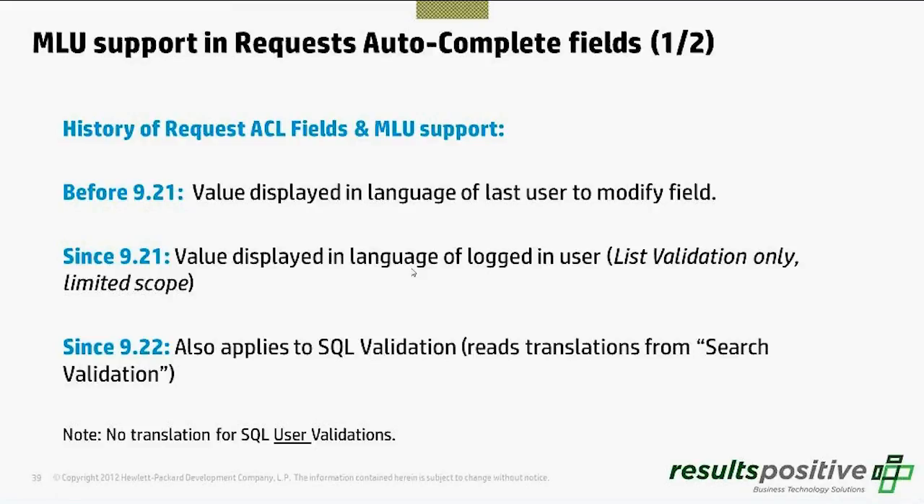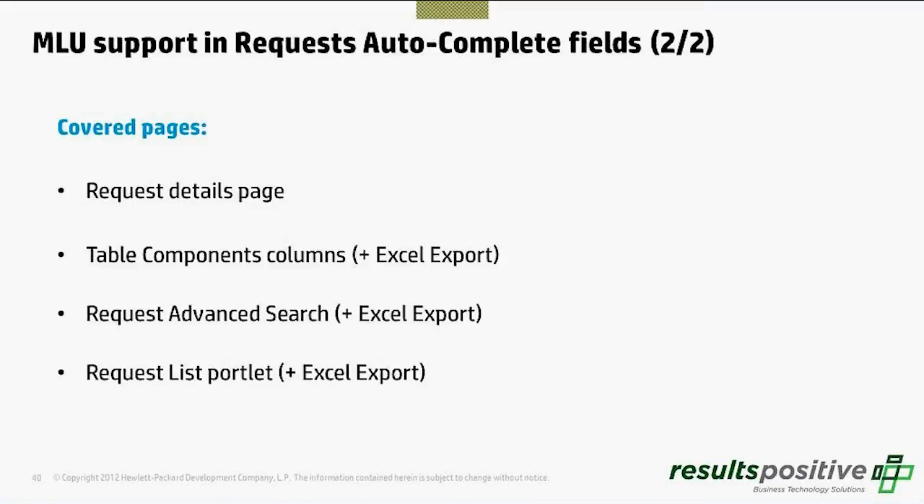So if the last user to update it was in Spanish and I pulled it up in English, I would see the English translation of that Spanish value in the autocomplete list. And it also applies to SQL validations. The MLU support for those autocomplete fields was covered across the request details page, columns and table component, plus the export to Excel, the request advanced search, and the request list portlet.